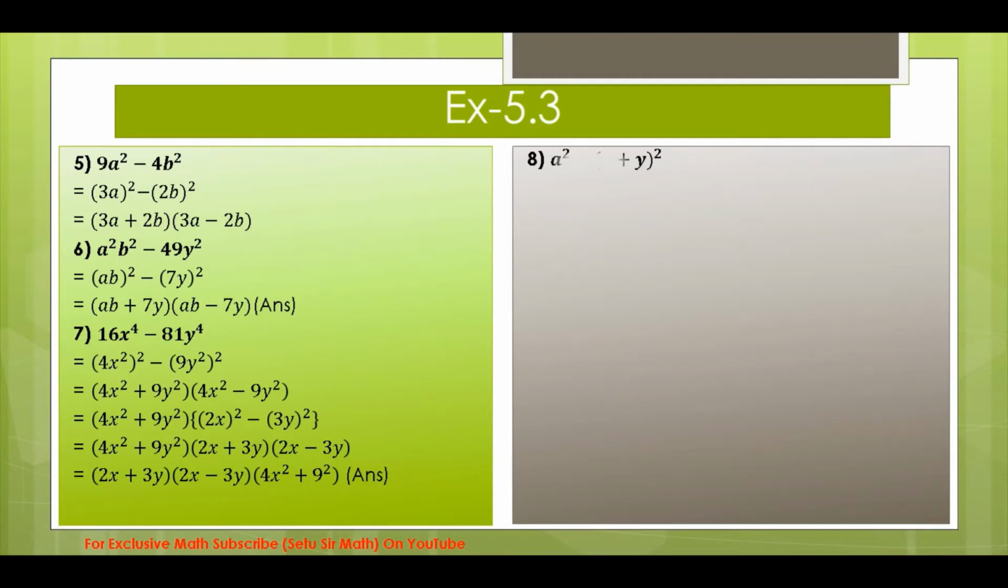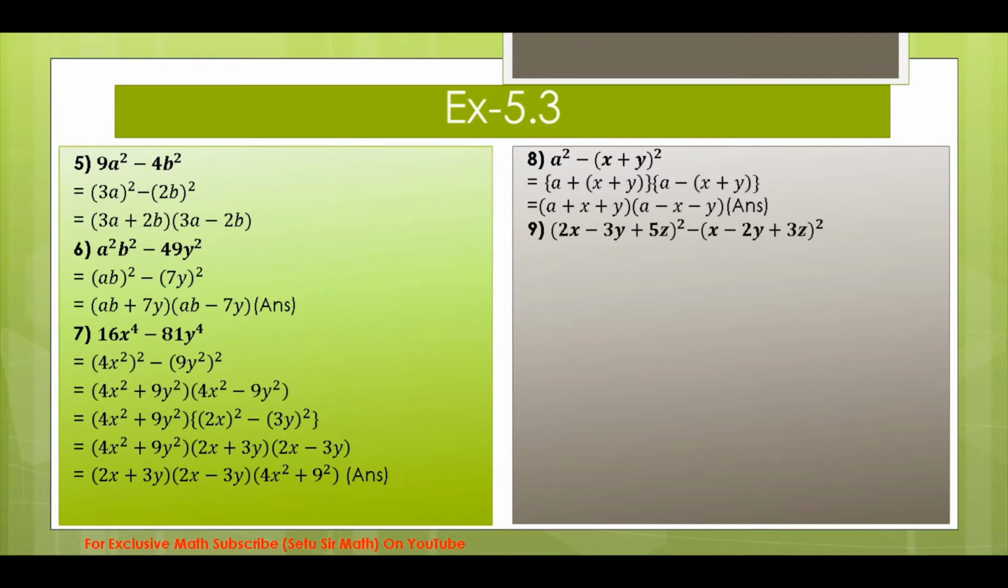Next math, number 8, a square minus x plus y whole square. Already this is the formula, a square minus b square. We can take a plus b, a minus b. In here a means a, b means x plus y, and a plus x plus y, because we have to remove the first bracket, and a minus x, and this is the thing, minus plus, that would be minus, that means a minus x minus y.